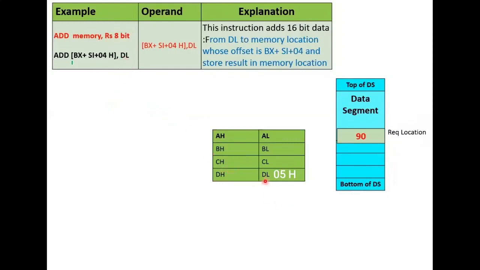Now we'll see in DL what 8-bit content I have. That is 05. And in that memory location, what 8-bit content do I have? After solving this one, we should assume the BX value and SI value. After solving this, we will travel from the base to the required location. Then this is your required memory location. In this memory location, I have 8-bit data, that is 90. So this 90 I am going to add with this 5. And after adding, we will get 95.